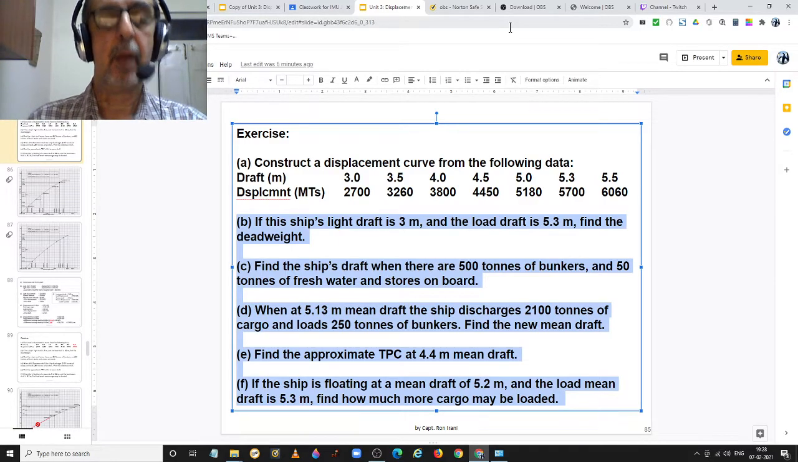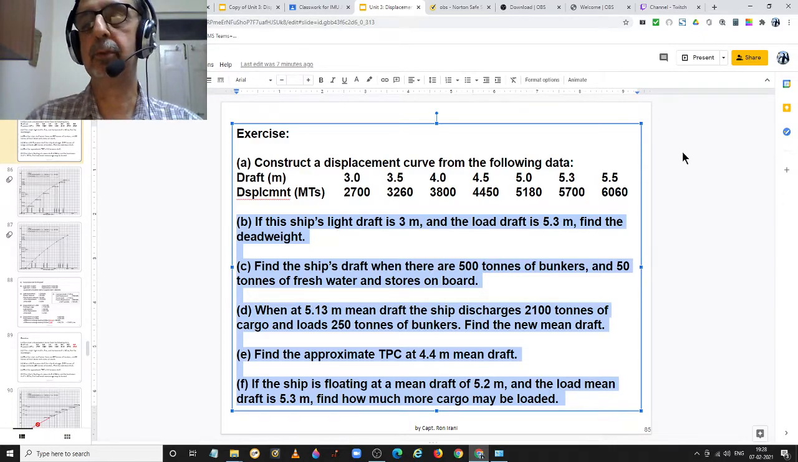Part D, when at 5.13 meter draft, the ship discharges 2,100 metric tons of cargo and loads 250 tons of bunkers, and we have to find the new mean draft. Part E, we have to find the approximate TPC at 4.4 meter draft. And part F, if the ship is floating at a mean draft of 5.2 meters and the load mean draft is 5.3 meters, we have to find out how much more cargo can be loaded. In other words, the available deadweight.